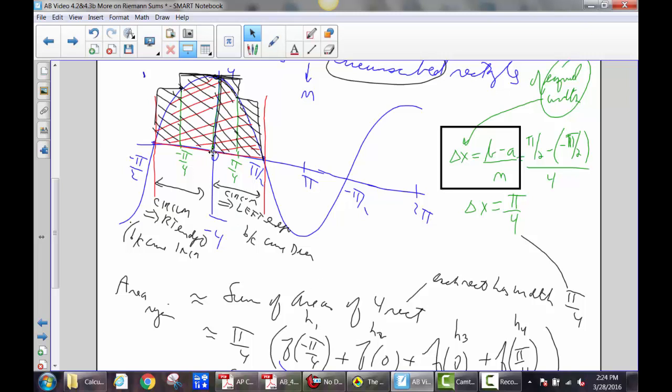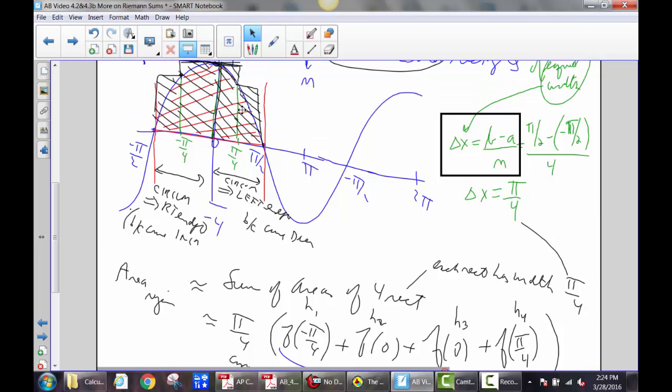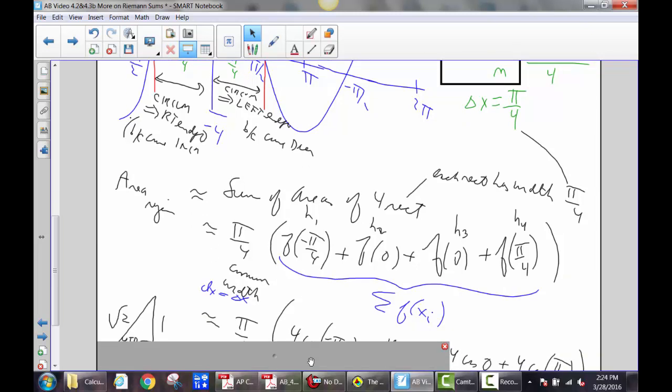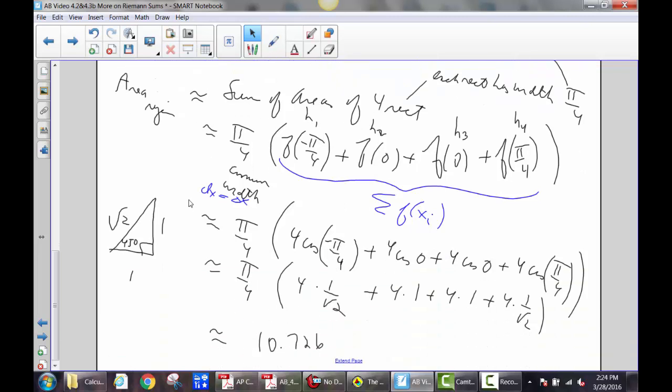Now it turns out the height of the third rectangle is also f of 0, and of course the last one, the height, is f of pi over 4, and f of x being cosine x, and then you evaluate all of those different pieces and you get 10.726.